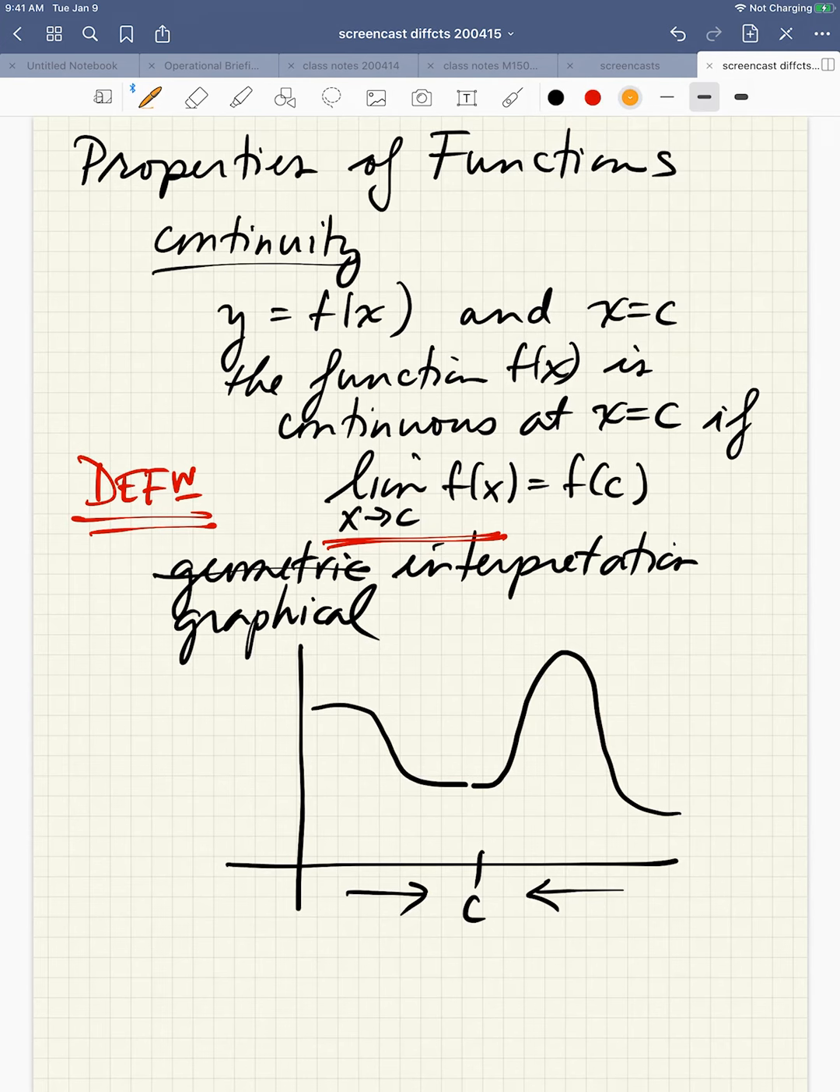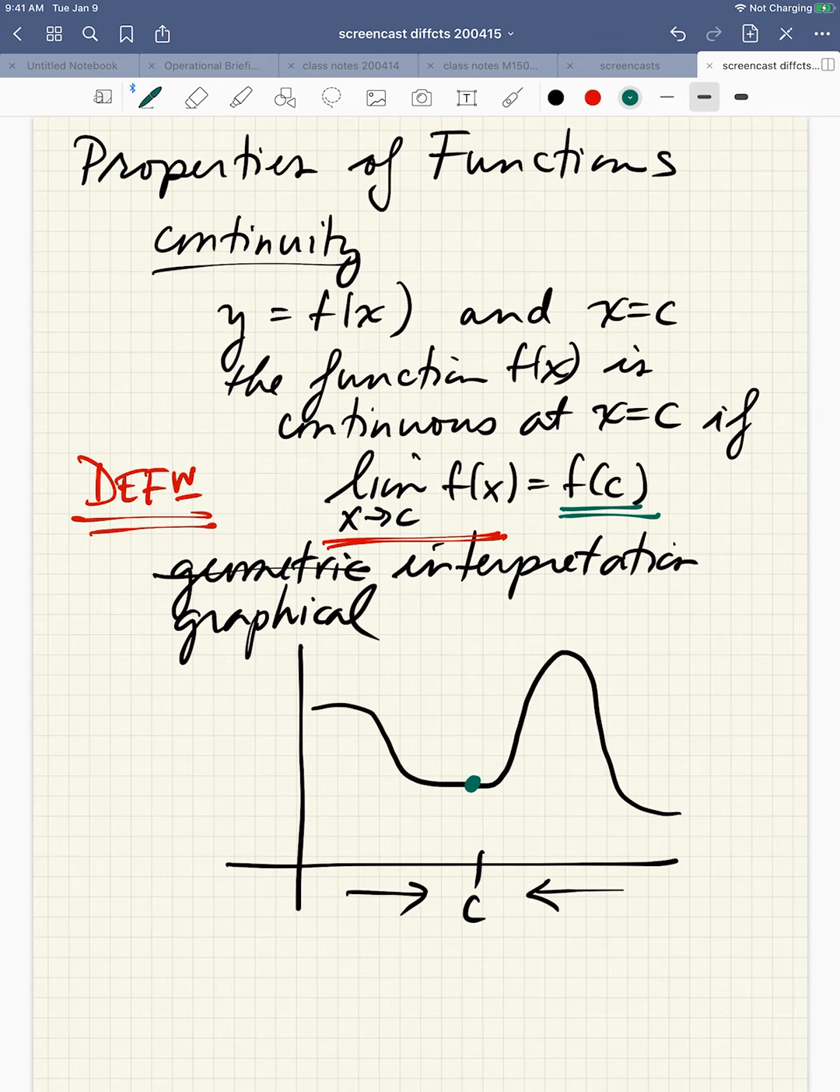And what continuity says is that the value they're approaching is going to be the value of the function. And so the value of the function is right there. There's no hole. The limit exists and there's no hole. So this is what it means to be continuous at a point.